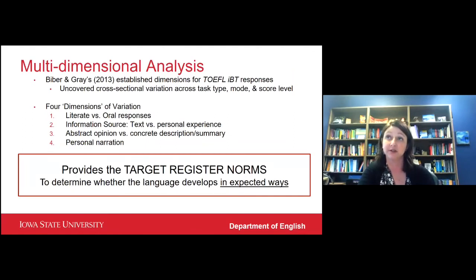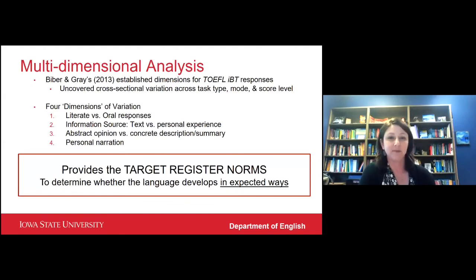This was a multidimensional analysis carried out specifically on TOEFL iBT responses, but it was a much larger corpus with a broader range of scores and all of our mode and task type levels. So this is sort of the main model that we'll be using. And this revealed 4 dimensions of variation, and we're going to look at just a couple of them here.